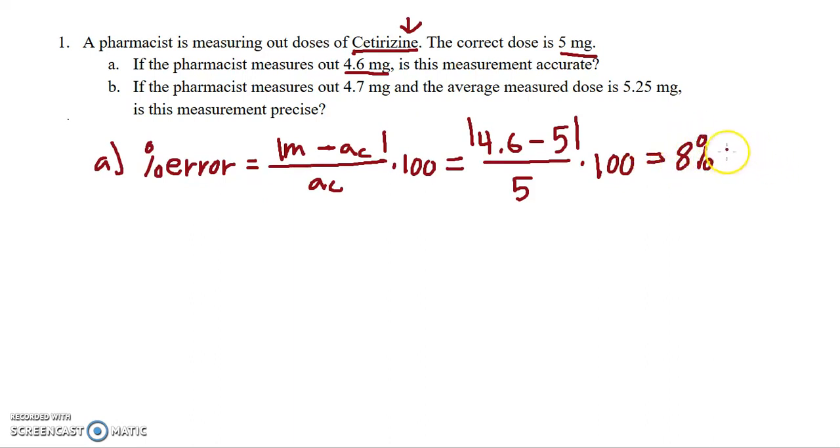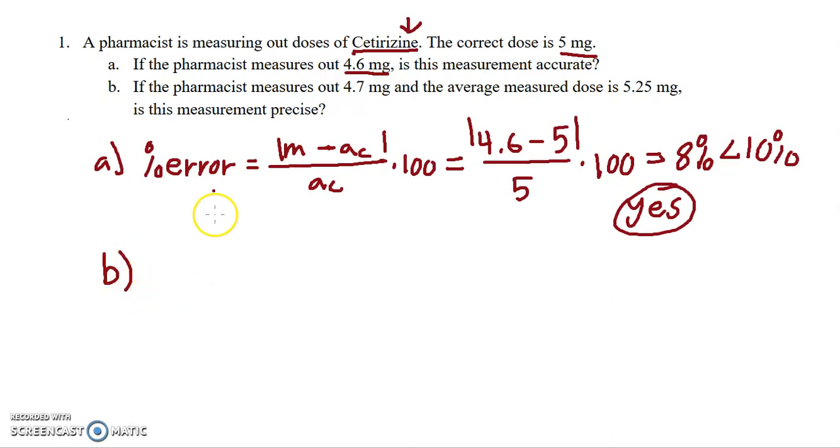So is that accurate? 8% is less than 10%. That's the threshold. So yes, this is an accurate measurement. If you're shooting for 5, you hit 4.6, yes, that's still accurate by the threshold we're going to set for this class.